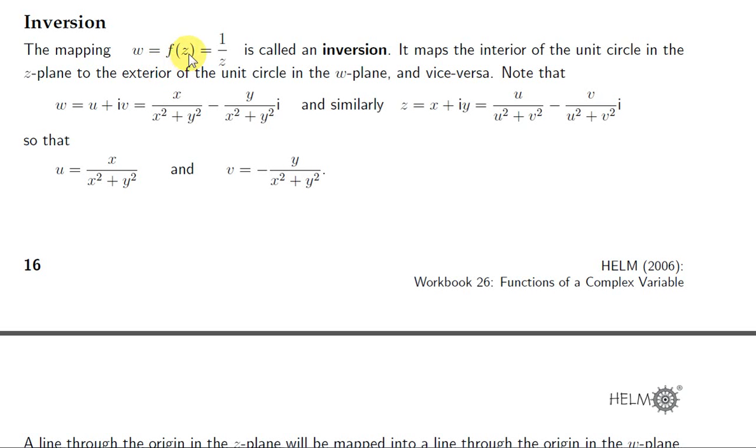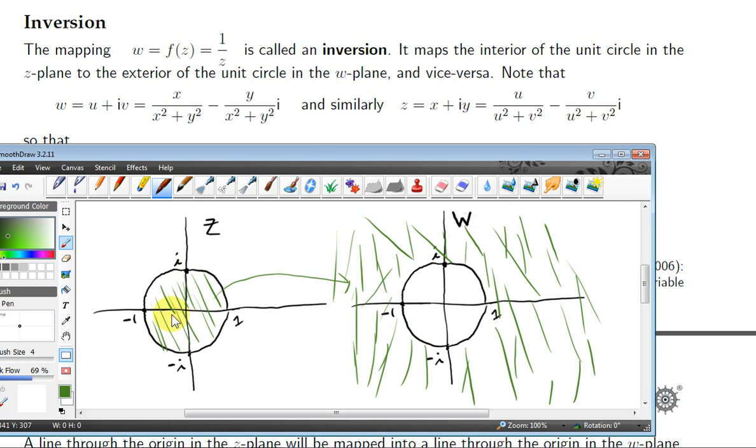The mapping w equals f of z, which is 1 over z, is called an inversion. It maps the interior of the unit circle in the z-plane to the exterior of the unit circle in the w-plane, and vice versa. So this is the picture. Let's see how this works.